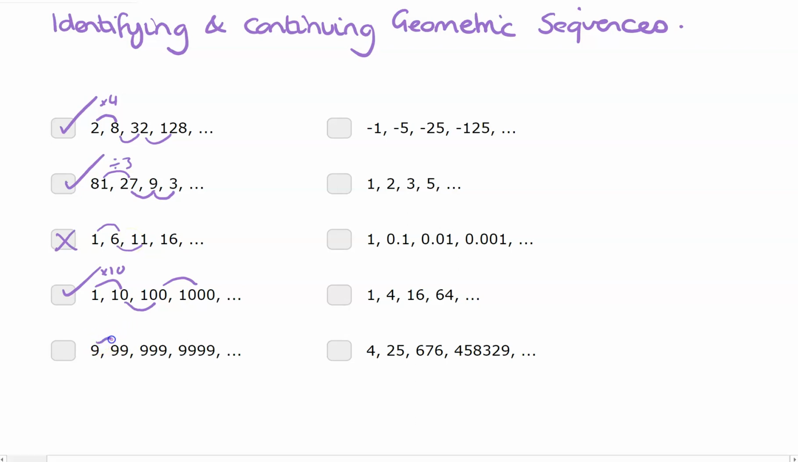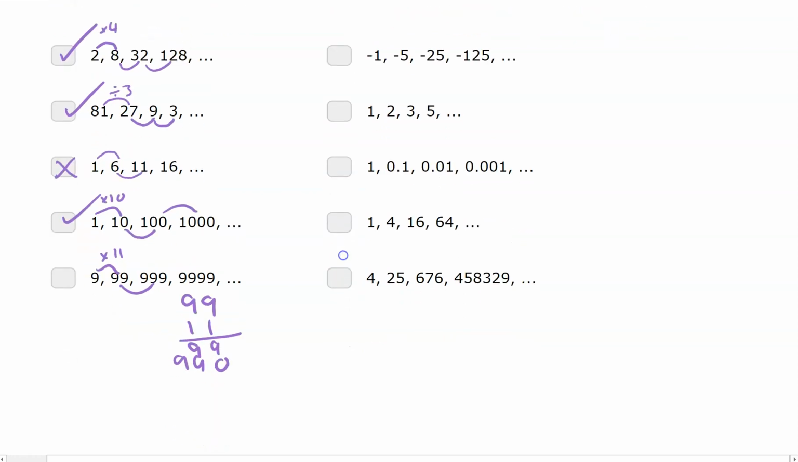Okay, 9 to 99 is times by 11, so 999 from 99 is that times by 11? If you take 99 and times it by 11, 1 to 9 is 9, 1 9 is 9, 9 again, so no, it's not going to be. If I add these up, I'm going to get 1089. So this is not a geometric sequence.